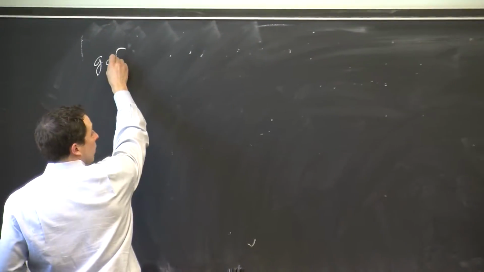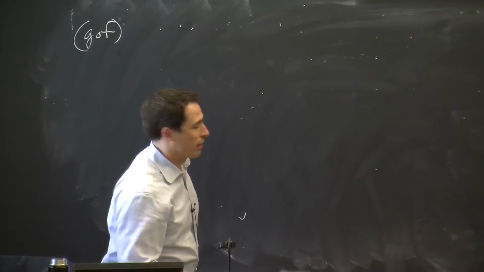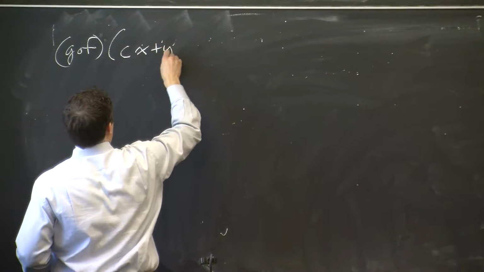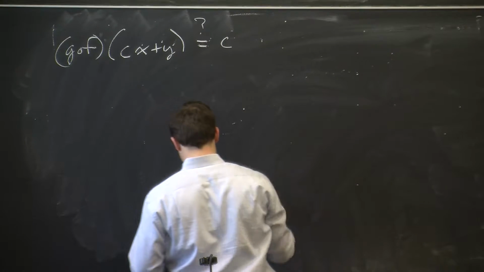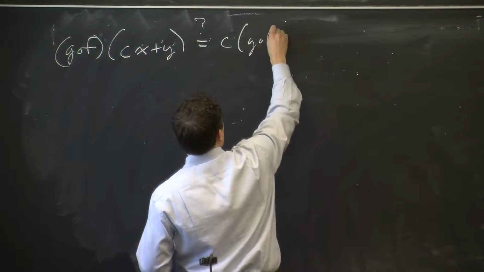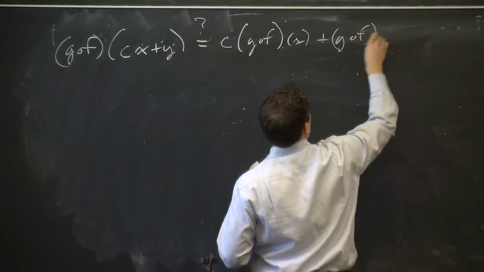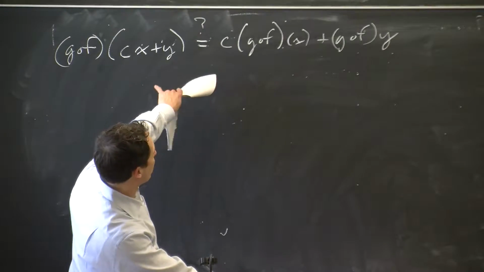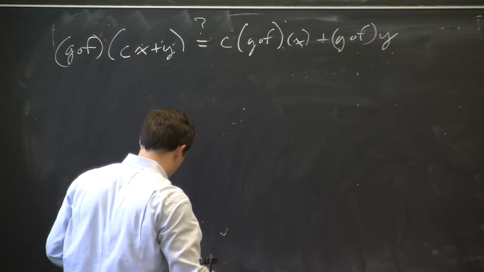So what we're trying to show is that it satisfies one of these definitions I just erased, right? Like, does g composition f of cx plus y equal c times g composition f applied to x plus g composition f applied to y, for some constant c and x and y? I mean, that was one of those three equivalent definitions, and this is the one that somehow has the fewest symbols, and this would be easiest to check.